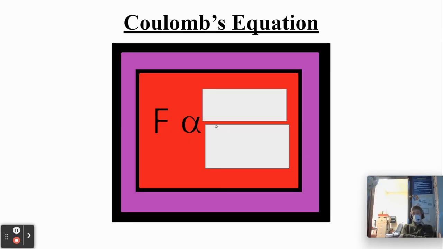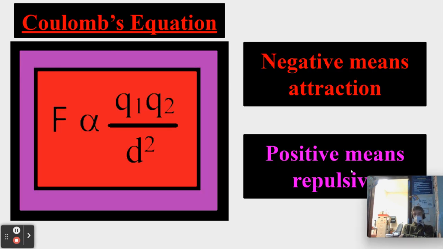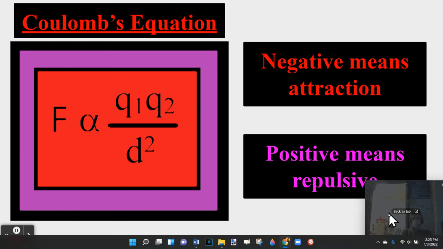Now here's the equation. This little symbol, almost like an infinity sign where you've cut off one side, means proportional. Your force is proportional to your charges and inversely proportional to your distance squared. All right. So the two charges multiplied, divided by the distance squared. That's the equation. Now, there are two things. When this becomes negative, that means attraction, and when it's positive, that means repulsion.